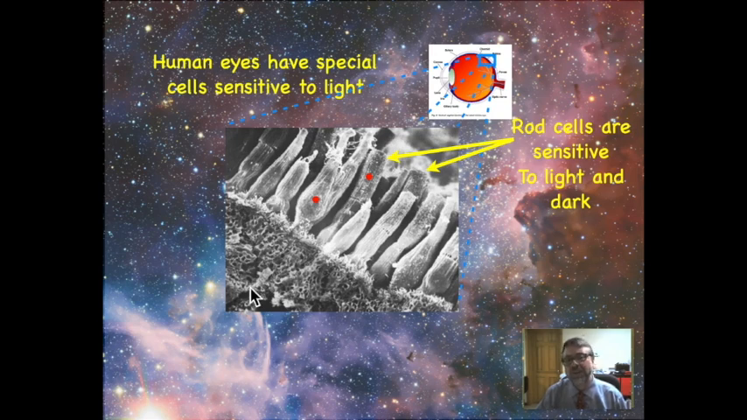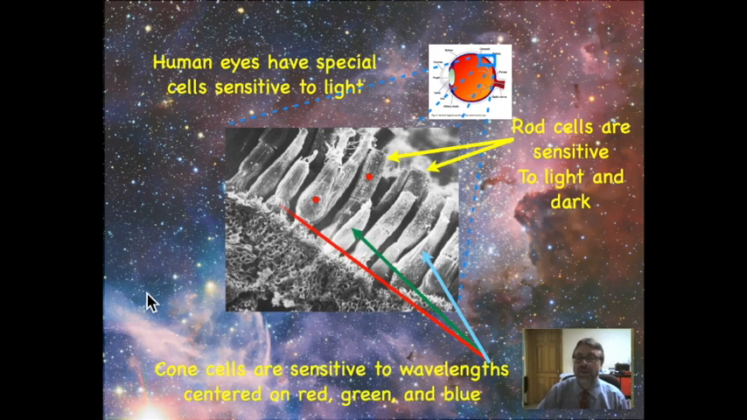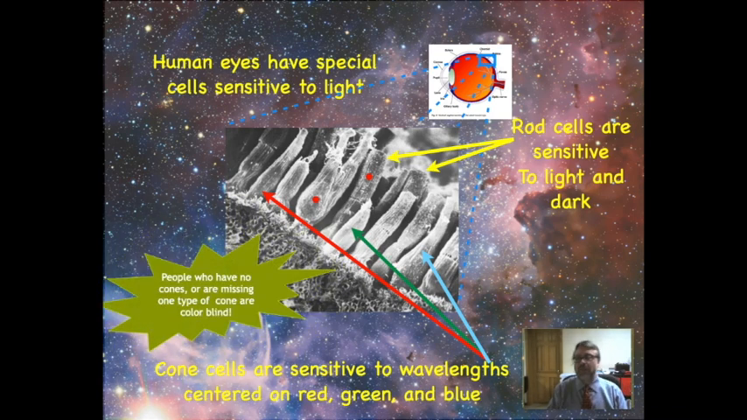But you'll notice that there's another type of cell here too. They look like husks of corn. Now, these cells are known as your cone cells. But we have three types of cone cells. We have a type of cone cell sensitive to red light, a type of cone cell sensitive to green light, and a type of cone cell sensitive to blue light.